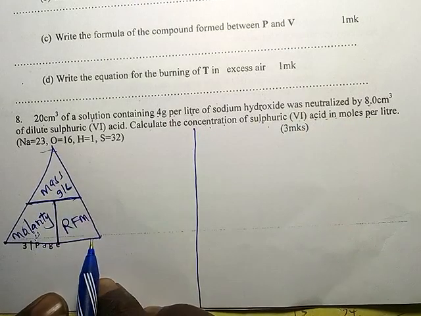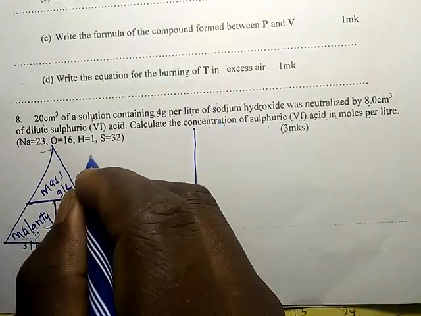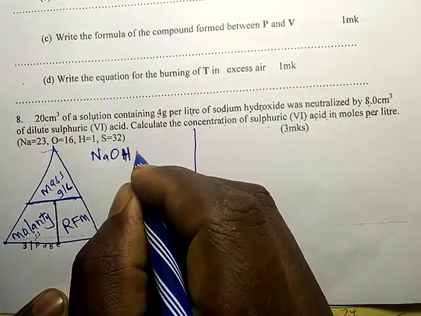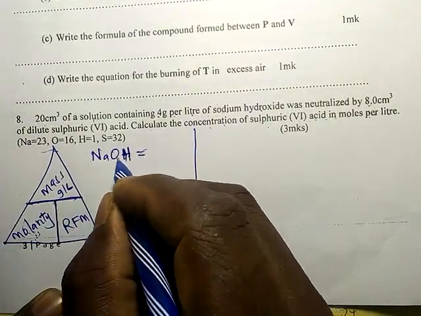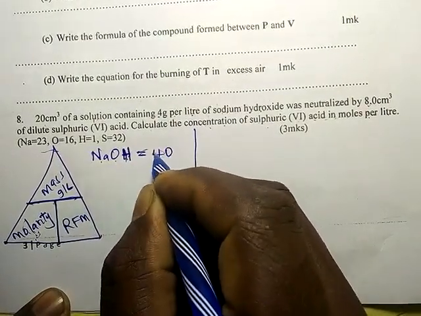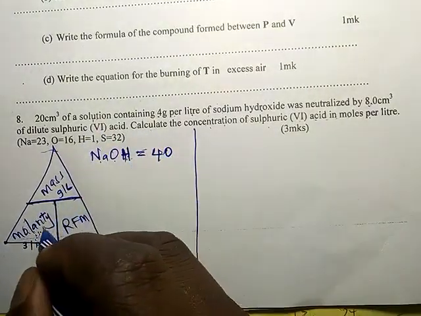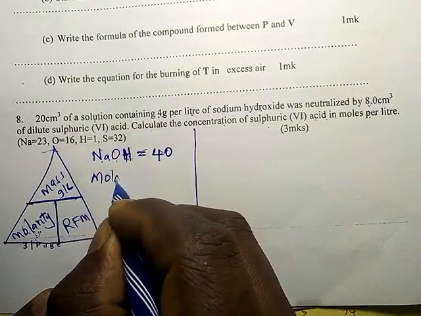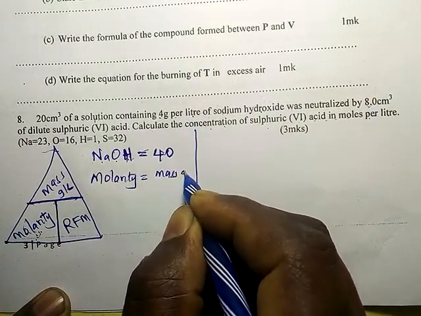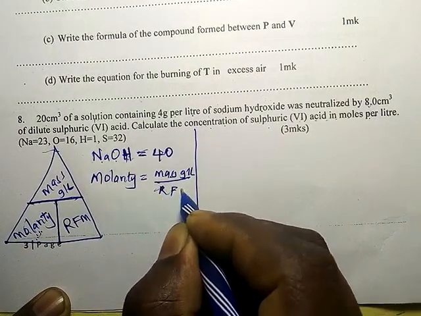I have given this triangle here. So first, let us get the concentration, or the molarity, of sodium hydroxide. We can get the RFM of sodium hydroxide as 23 plus 16 plus 1, which is equal to 40. So how do you get the molarity of sodium hydroxide? The formula is here: molarity is equal to mass, which must be in grams per liter, divided by RFM.